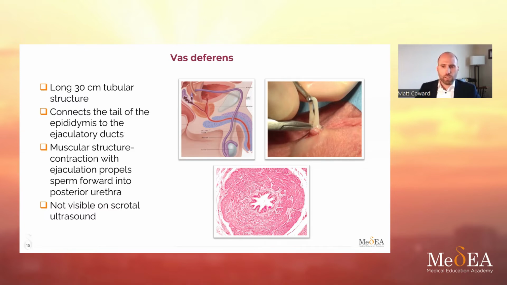You can see a histologic cross-section of the vas deferens here, showing just how thick the muscular layers are. In this image, we can see what the vas deferens looks like during a vasectomy. You can see it's a very small tubule. You can see the surgeon's finger here. It's a very tiny tube, which is not visible on scrotal ultrasound because of its small size.